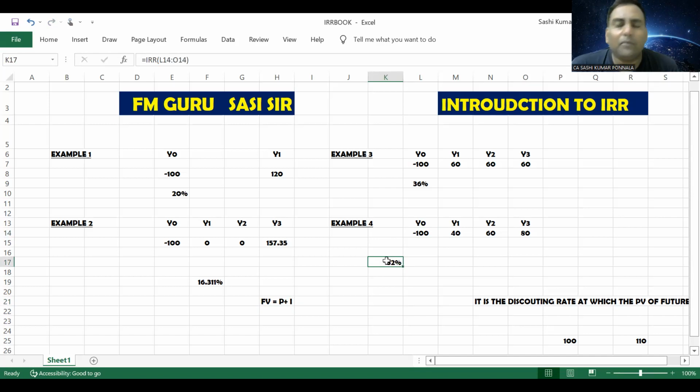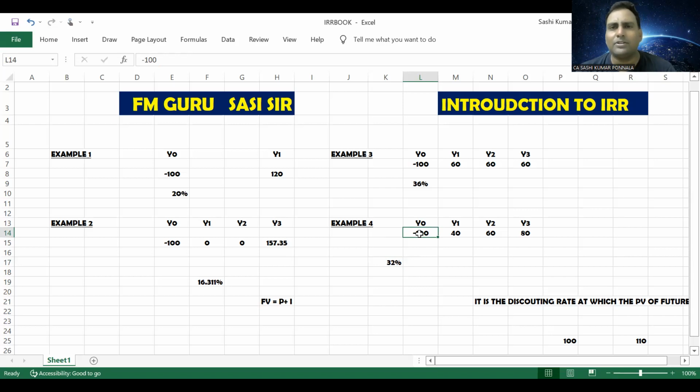Suppose you are the CFO of the company. Before investing 100, you must ensure how much return you are going to get from the investment. Your company is getting funds from several sources. The cost of borrowing of this, say 100 rupees, is 20%. It means you are borrowing money at 20% and investing it in a project.